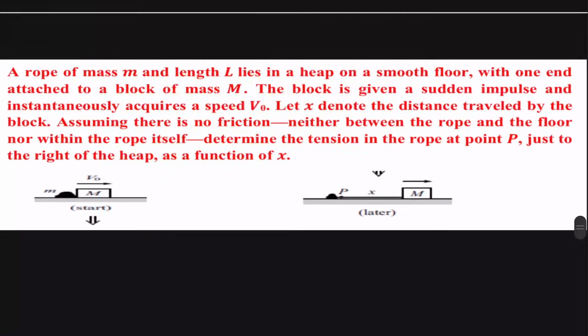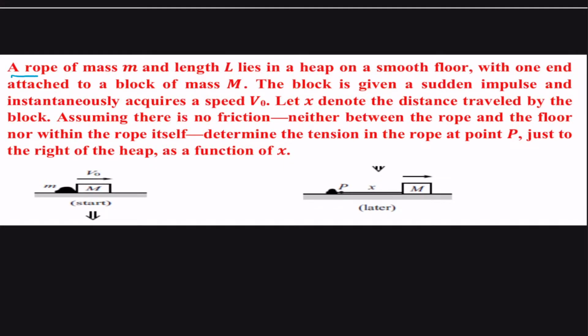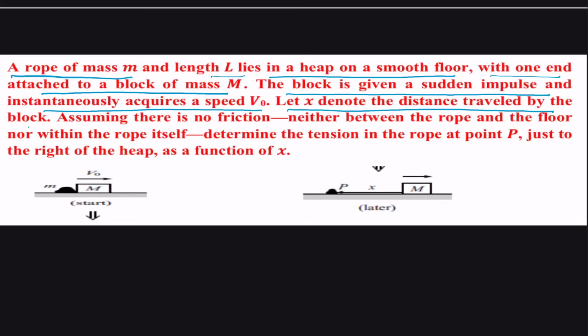Next question. It states that a rope of mass m, length L, lies in a heap on a smooth floor with one end attached to a block of mass m. The block is given a sudden impulse and instantaneously acquires a speed v0. Let x denote the distance travelled by the block. Assume there is no friction, neither between the rope and the floor, nor within the rope itself. Determine the tension of the rope at point P just to the right of the heap as a function of x. So a basic figure is given to us.